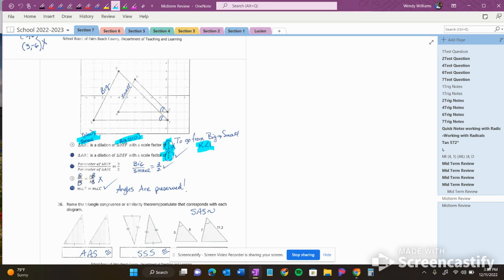The perimeter of the big one should have a scale factor that is bigger than the perimeter of the small one, which is 2. Big over small, 3/2. That makes sense. That is correct. On this one, the order is wrong. They have small side over big side over small side. Look at each one of those pieces and make sure that they're putting them in order. Angles are preserved because they are similar.